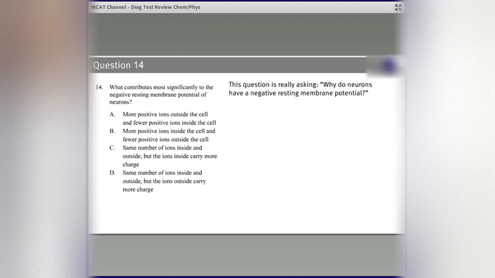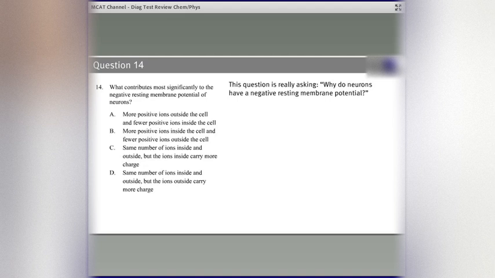Electrostatics, just as important to know, because you know what? It happens all over the body that we're talking about potentials and fields, and it's especially important here. It's asking what contributes most significantly to the negative resting membrane potential of neurons. Okay, so what's the question really asking? Why do neurons have this negative resting membrane potential?